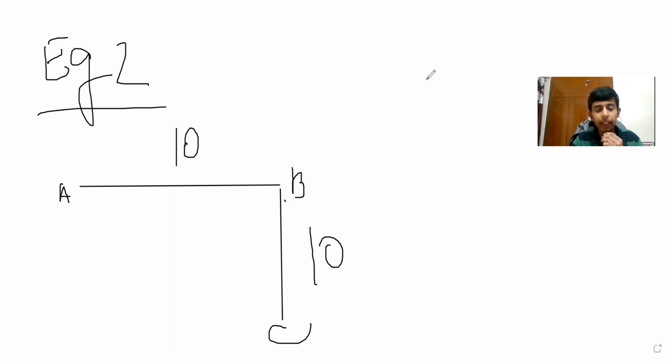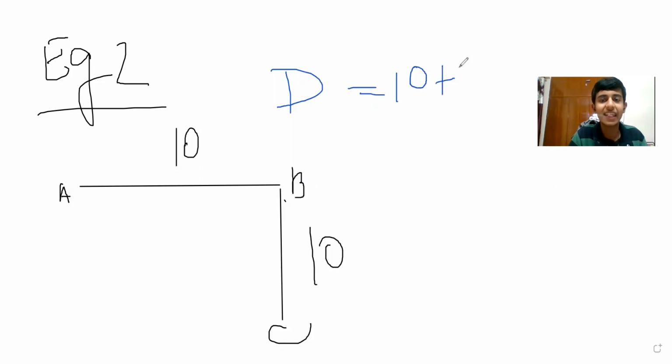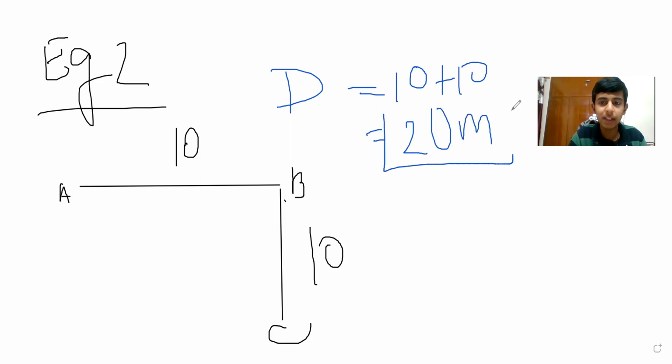So how will we identify this in the figure? What do you think? See, we know distance is the total path. A to B, B to C: 10 plus 10, very easy. That is nothing but 20 meters. So the distance is 20 meter. What about the displacement?